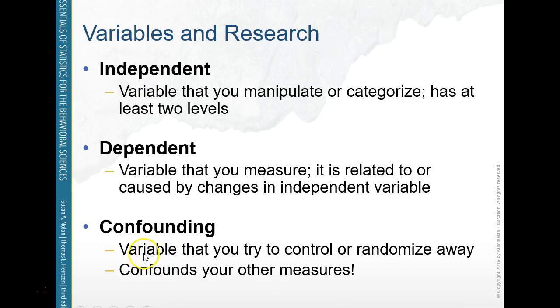And a confounding variable, this is more of a question and a concept that you'll talk about in research methods, but a confounding variable is a variable that you try to control or randomize away. A confounding variable is basically a confusing variable. It's something that you do not want in your research study, and if you end up with a confound in your study, that's a problem.